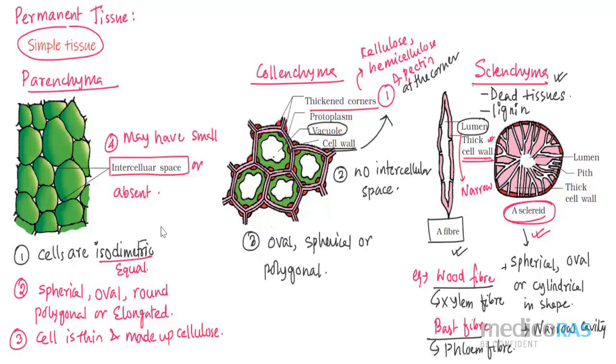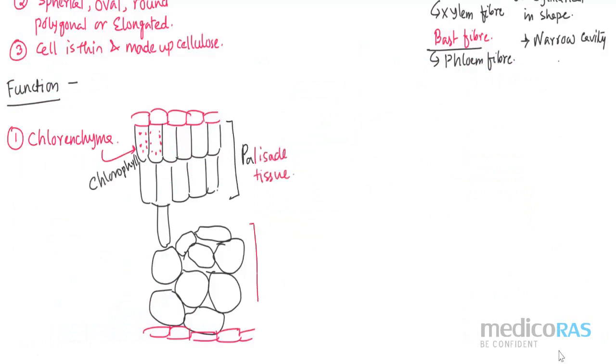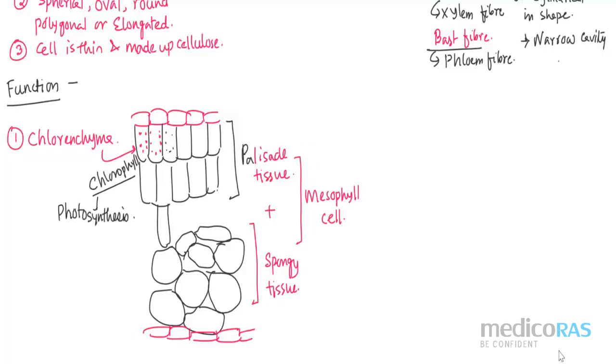Now let's see the function of all the simple tissues. Depending on function, parenchyma is of different types. One is known as chlorenchyma, which means it has chlorophyll. These tissues are known as palisade tissue and these are known as spongy tissue. The palisade and spongy tissue together form the mesophyll cells. In the palisade tissue we have chlorophyll, which can perform photosynthesis. Similarly, as it can do photosynthesis, it can store food as well. So this is the storage of starch.